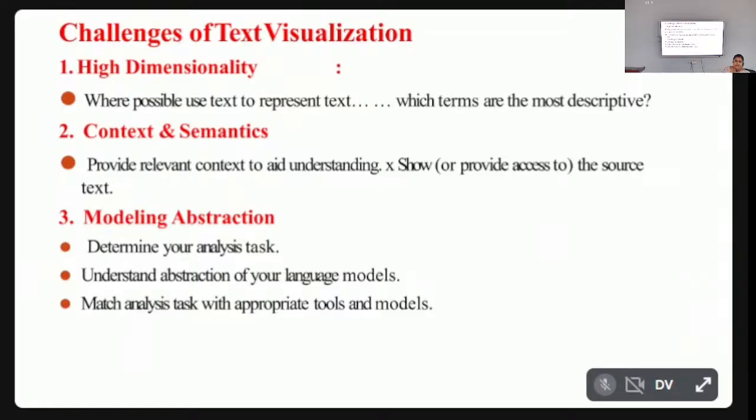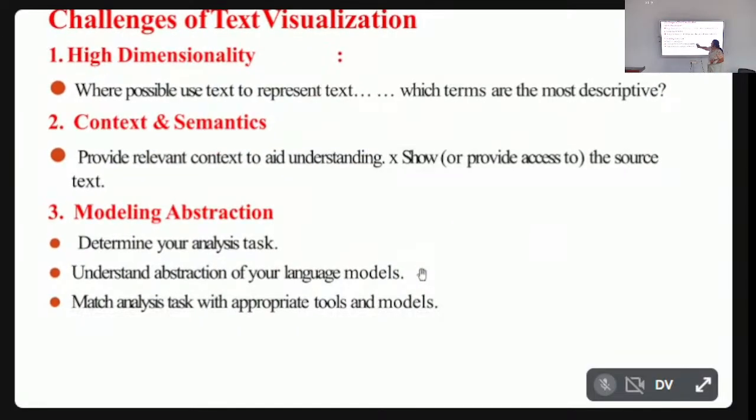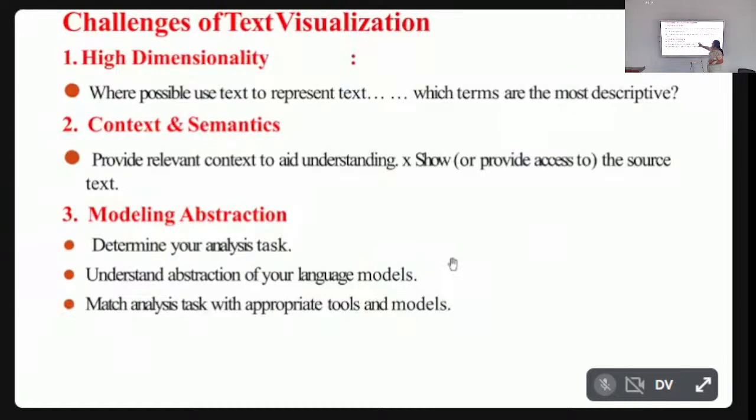Next one, who will explain these challenges? See there, what is there? You just have to explain those challenges. Write down those. What are the challenges of this one?